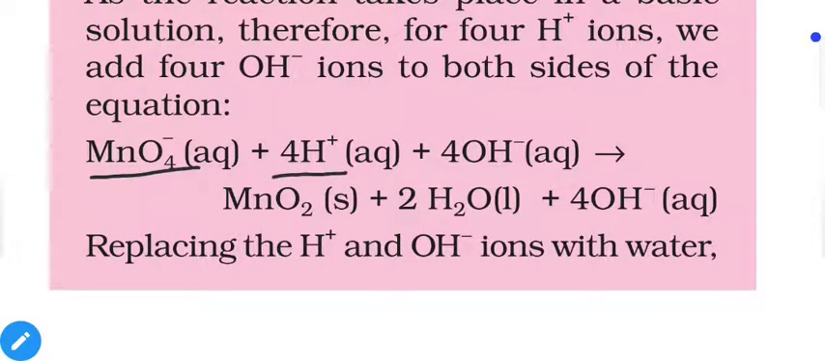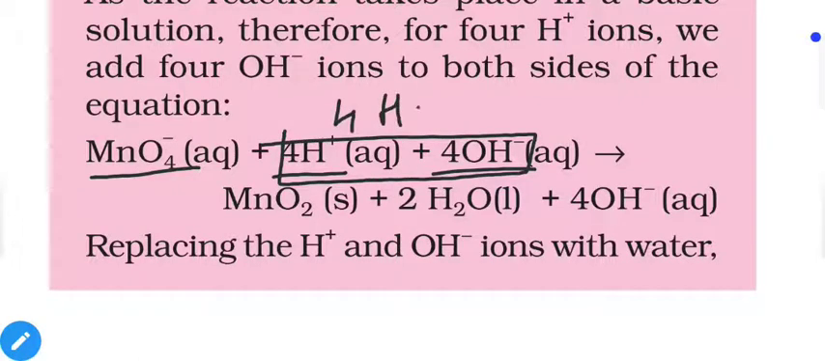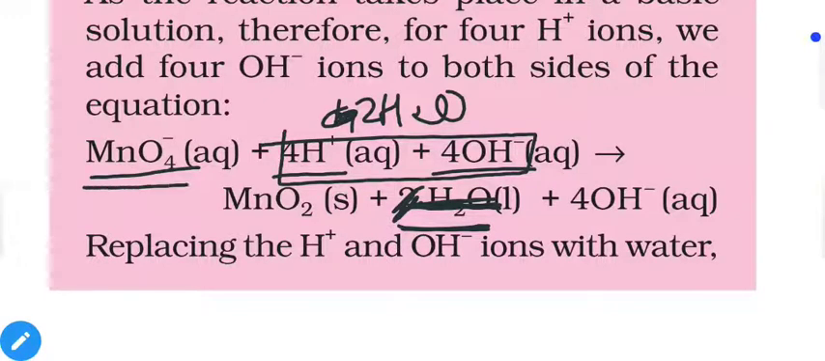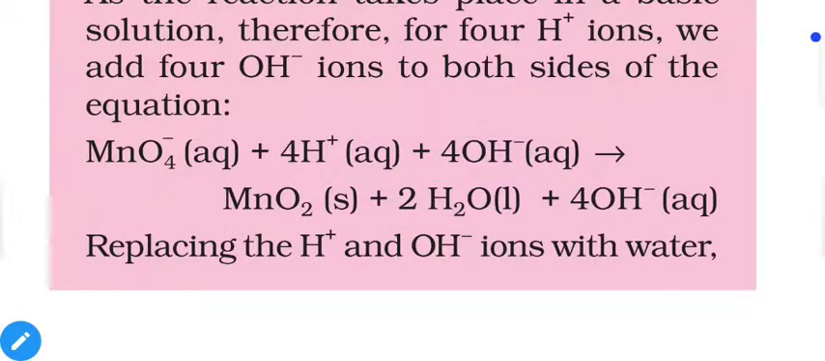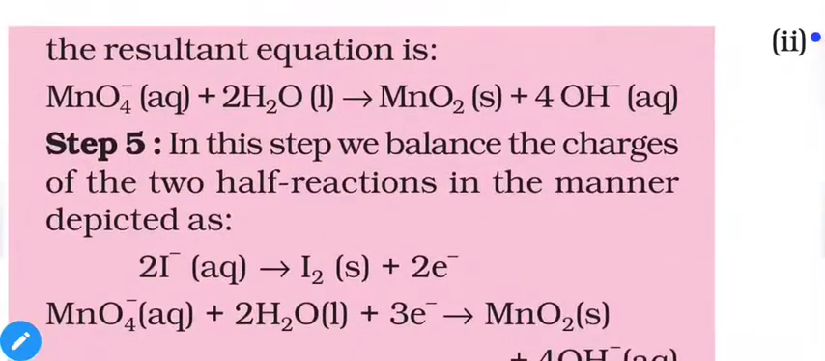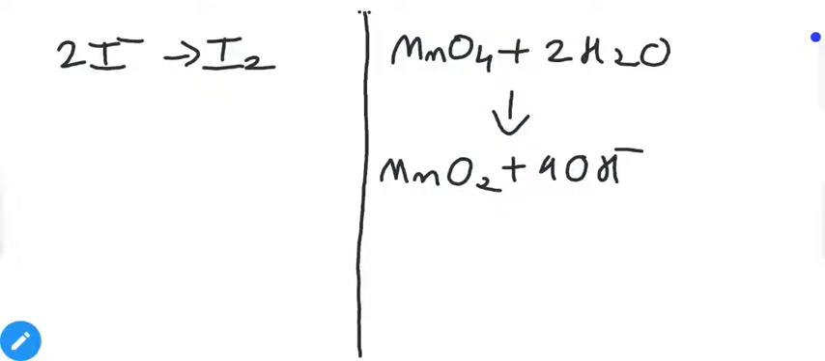We have MnO4 plus 4H plus plus 4OH minus. So both of them will turn into 4H2O. On other side we have 2H2O. So 2H2O from product side and 2H2O from reactant side will be cancelled out. So now we have MnO4 plus 2H2O on reactant side, MnO2 and 4OH minus on product side. And same is mentioned here. MnO4 minus plus 2H2O, it produces MnO2 plus 4OH minus. So these are the final equations after the previous step.